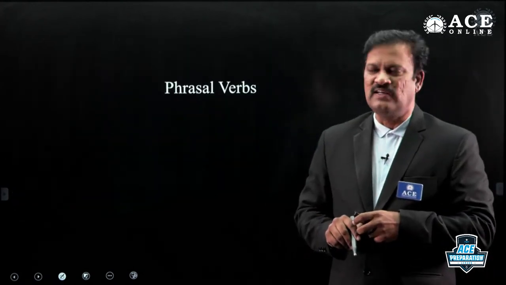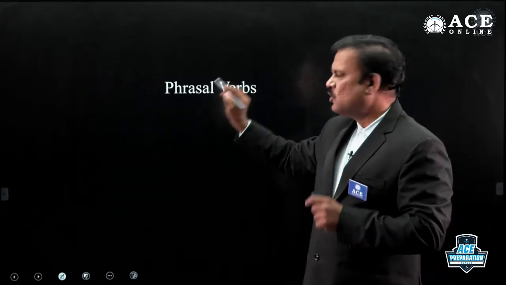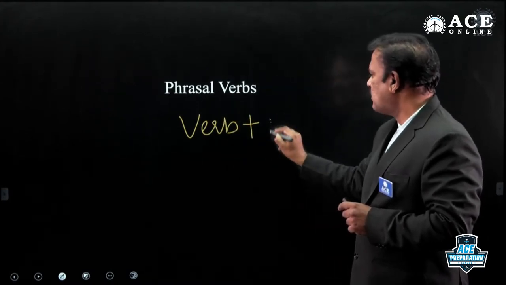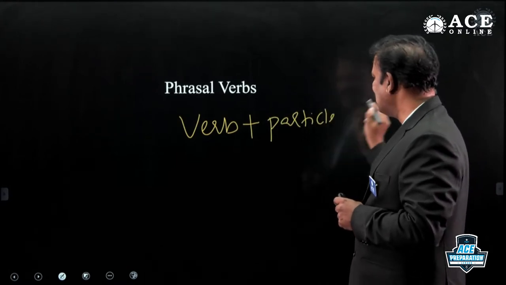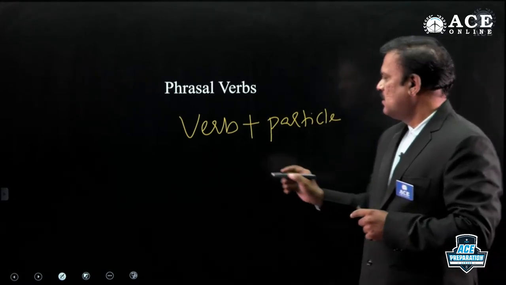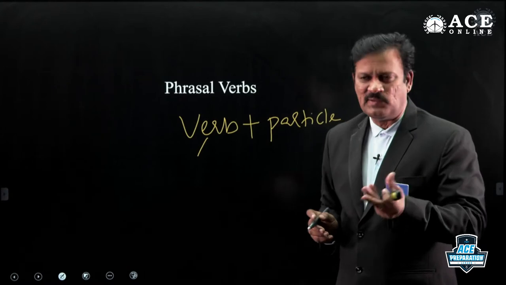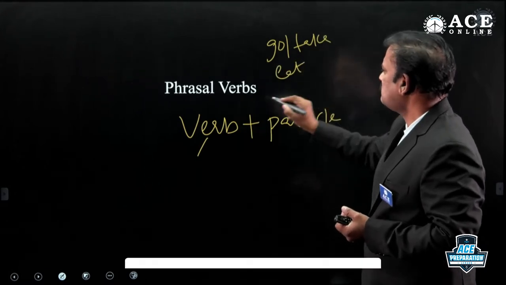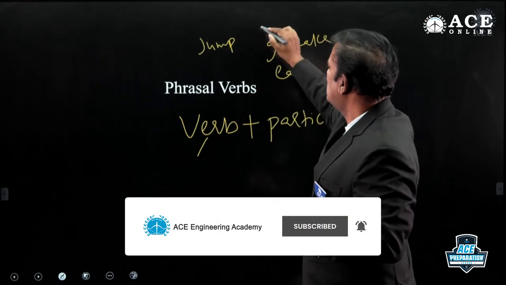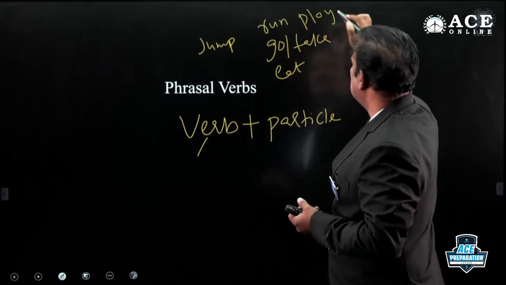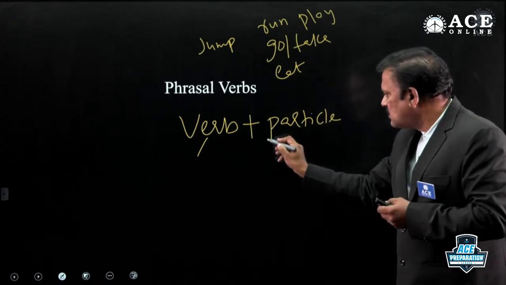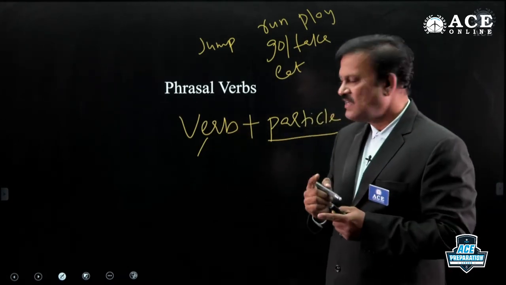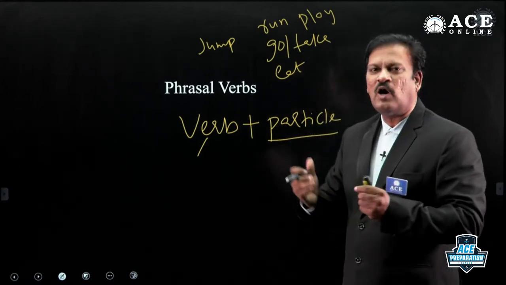Let me start with the phrasal verbs. Phrasal verbs look like this. Verb plus, we call it a particle. These are very simple verbs, action verbs like go, take, eat, jump, run, play. These verbs and particles have an undercurrent meaning that you need to first identify, then I'll tell you how to retain this.